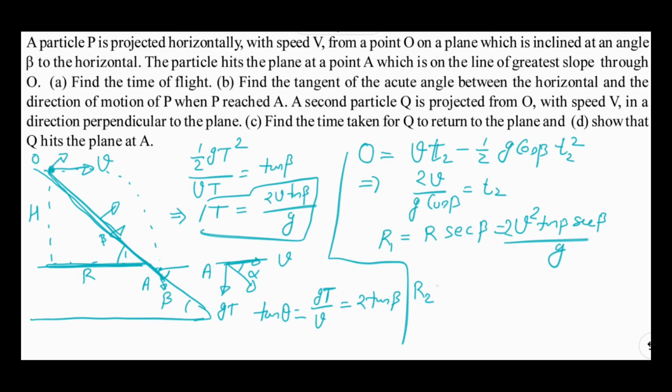For the second particle, the range is going to be the displacement in the x direction. Its velocity in the x direction is 0, so it comes out to be half g t square, where the time of flight of the second particle is 2v by g cos beta. But the acceleration along the incline is not g, it is g sin beta. If you solve this, you will get the same result as R1. Hence, it can be proved that both the particles are reaching the point A. Thank you.